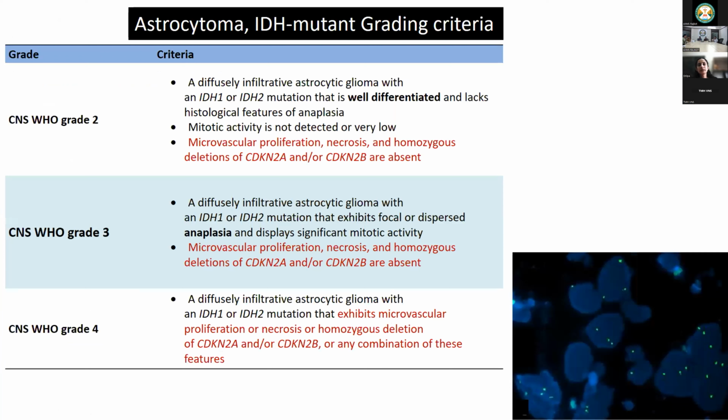Hence, now in the 2021 classification, for diagnosis of an astrocytoma IDH mutant WHO grade 4, if there is microvascular proliferation or necrosis, or even if these two are absent, if the tumor by molecular testing shows homozygous deletion of CDKN2A/B, then we will call that tumor CNS WHO grade 4, even though it histologically is not a grade 4 tumor. Again, for CDKN2A/B homozygous deletion, we can use FISH. Here, unlike 1p19q, we have to show loss of both orange signals. We should not be seeing any test probe signals at all.